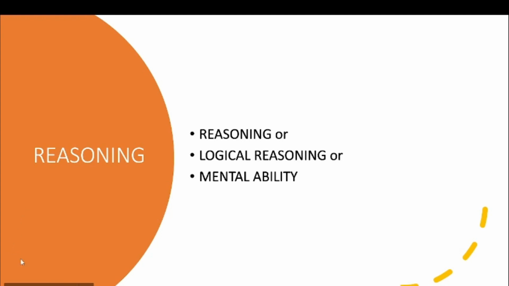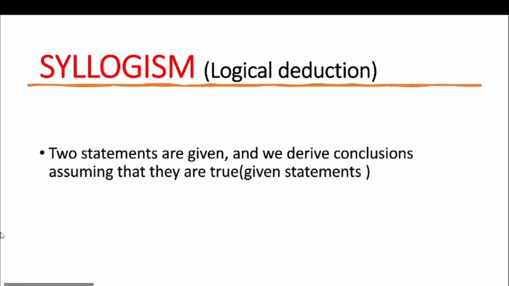So today's topic for our session is syllogism. Simple word, syllogism is to give a few statements and conclusions. By considering those statements to be true, we need to find out whether the conclusion follows the given statements or not. Okay, so for doing so, we need to have an idea about Venn diagrams.